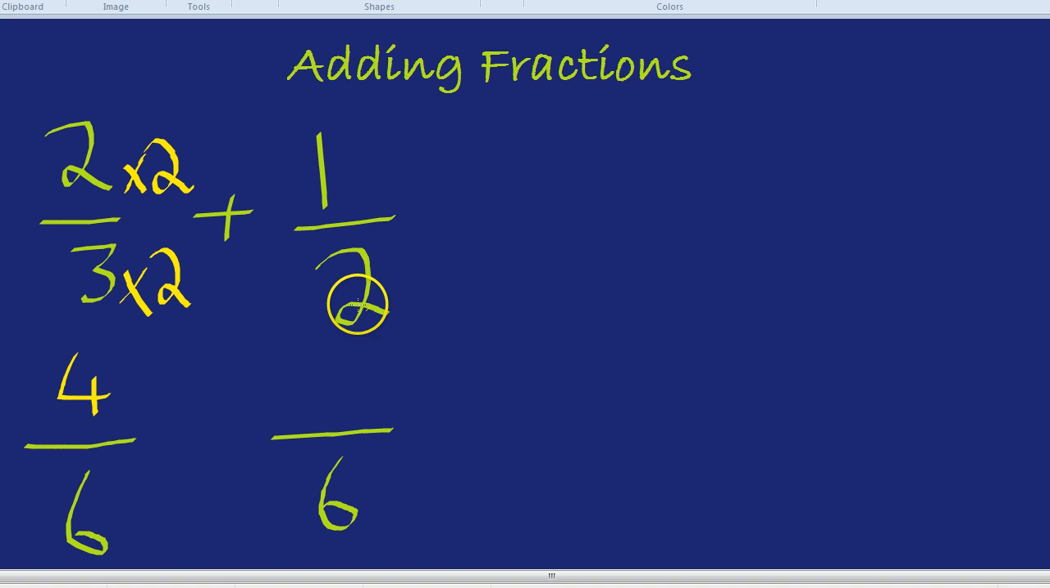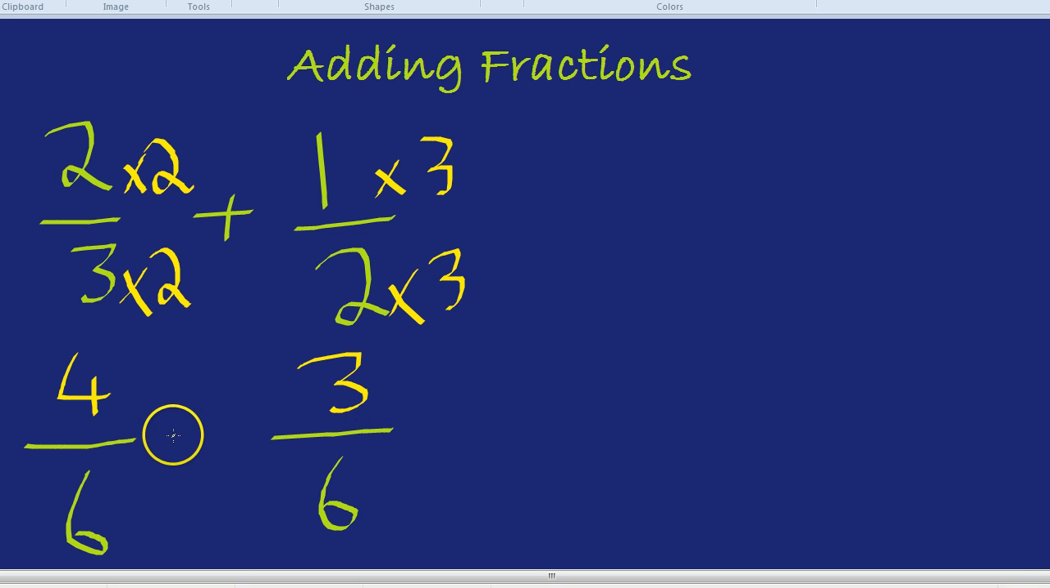What did we do to the 2 in the half to get it to be sixths? We times it by 3. So what are we going to have to do to the top line? Times it by 3. 1 times by 3 is 3.